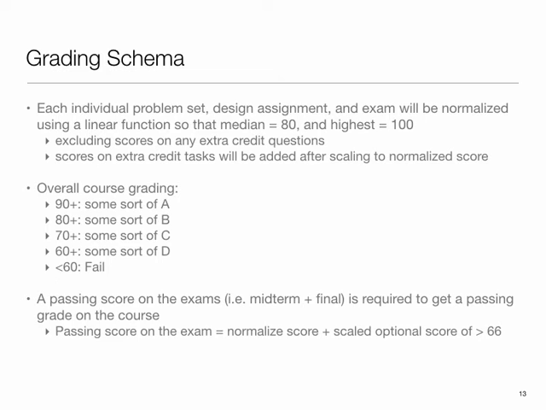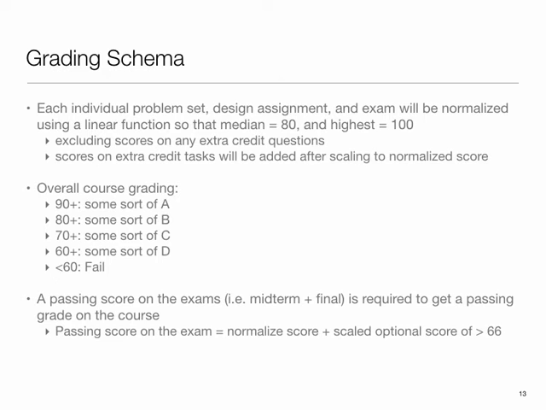Okay? And then you will add your extra credit score in a scaled fashion. So for example, if the exam was out of 50, then you will scale it by a factor of 2 to get 100. Okay, so that would be your score on that entity, homework, exam, design assignment, whatever.